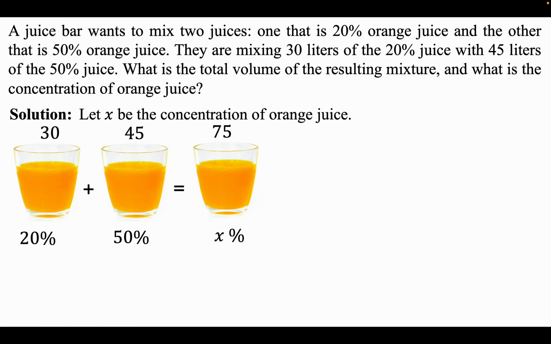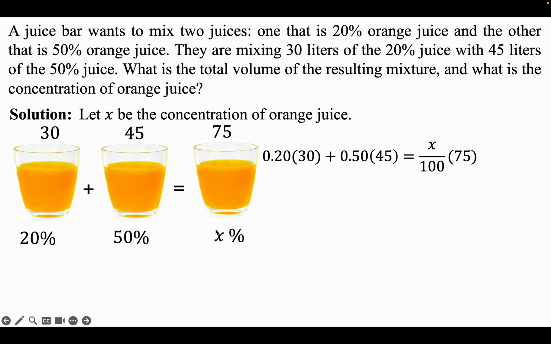Now, what is the concentration of the orange juice? Well, we need to figure that out. So we're going to have to create an equation just like before. Concentration times volume plus concentration times volume equals the final concentration times the volume. Here's what the equation looks like. So basically, if you do 20 divided by 100, that simplifies into 0.20, times that volume.